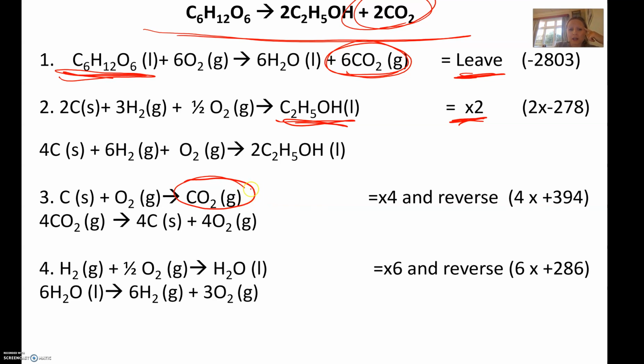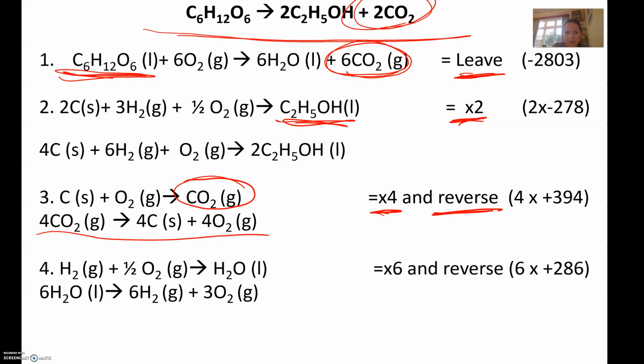Because equation 3 has it as a product and equation 1 has it as a product, we have to get those CO2s as a reactant, so we have to reverse it, and we need to times it by 4 so we can cancel out those CO2s. So the whole point of equation 3 is actually as a cancelling tool within our manipulations. So we need to times equation 3 by 4 and reverse it, which you can see I've done.